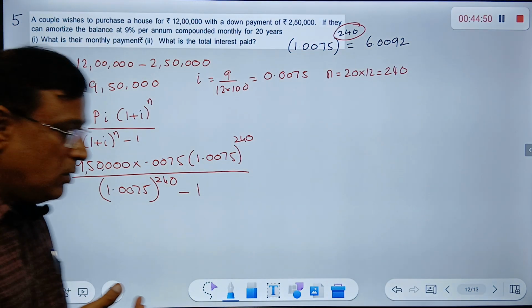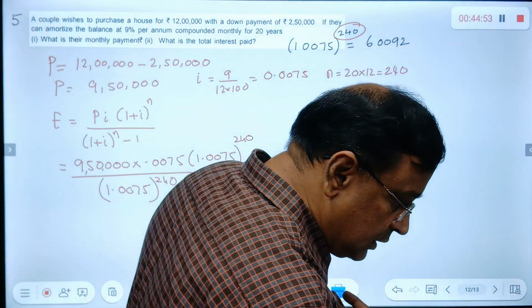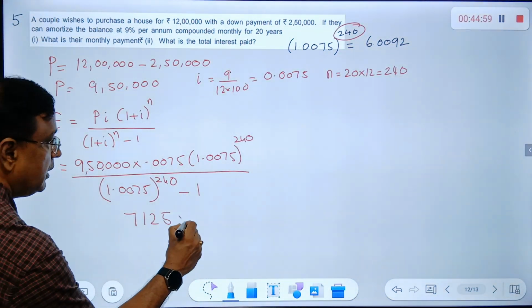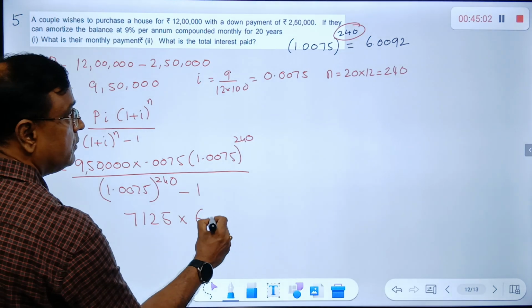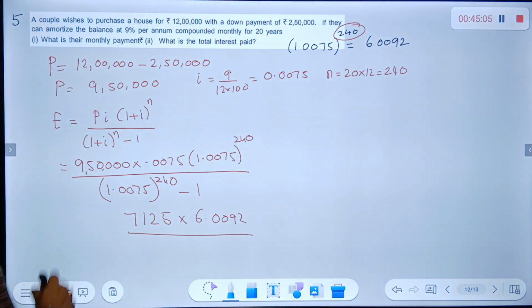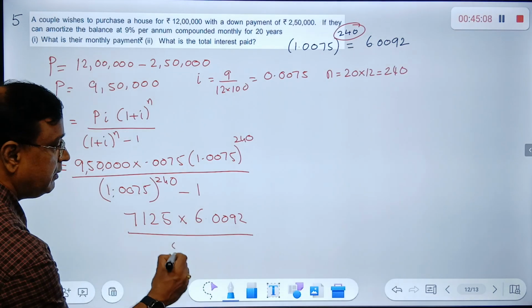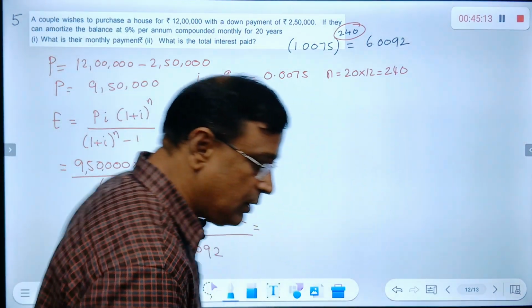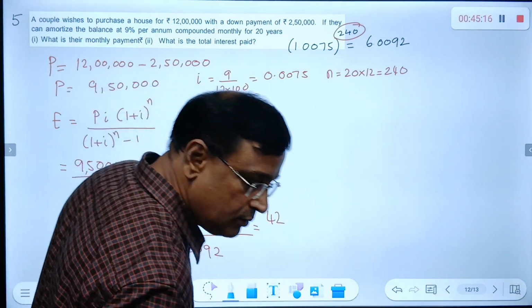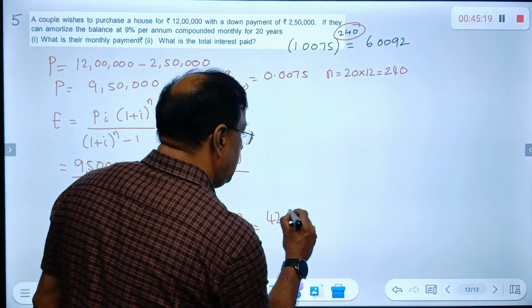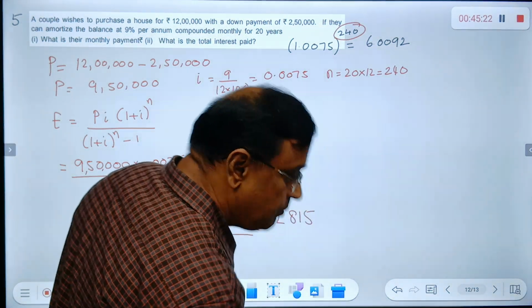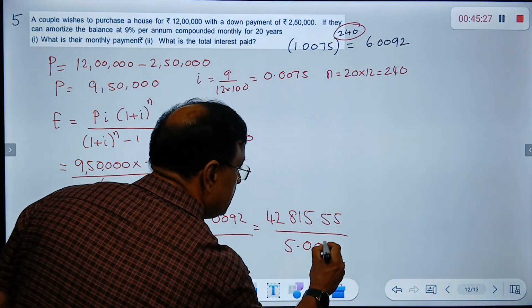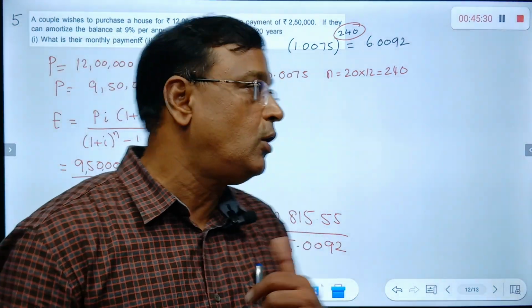Okay. Now, 9,50,000 into 0.0075, I'm getting it as 7,125, into this value, which is already given to you, 6.0092, divided by 6.0092 minus 1, which will be 5.0092. Now if I multiply these two, I happen to get 42,815.55 divided by 5.0092.